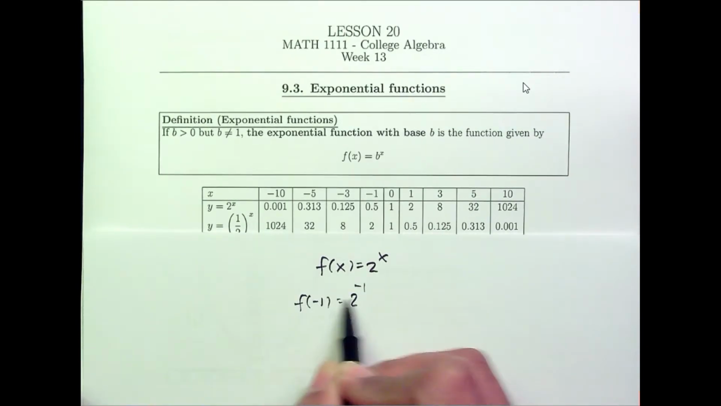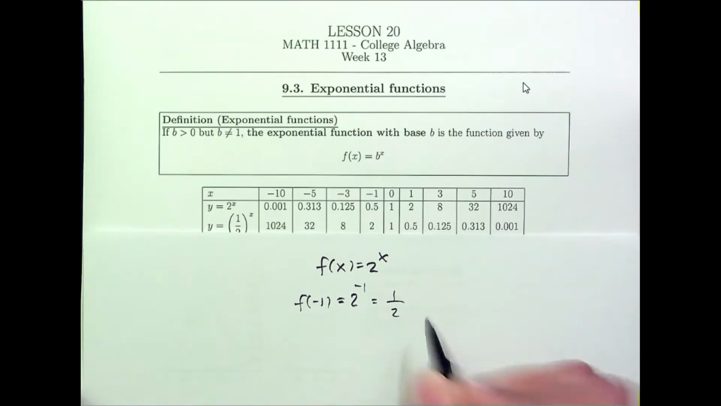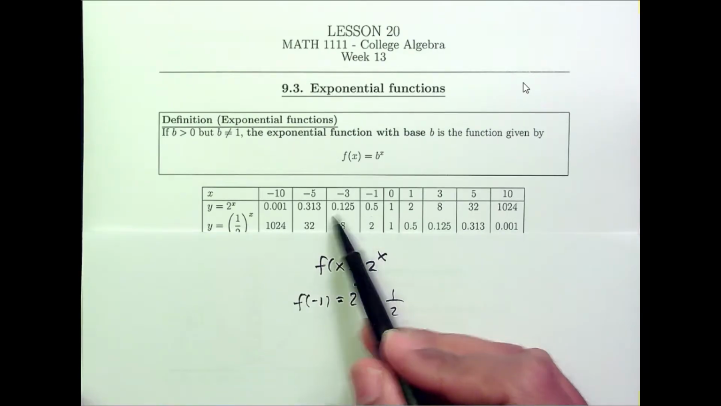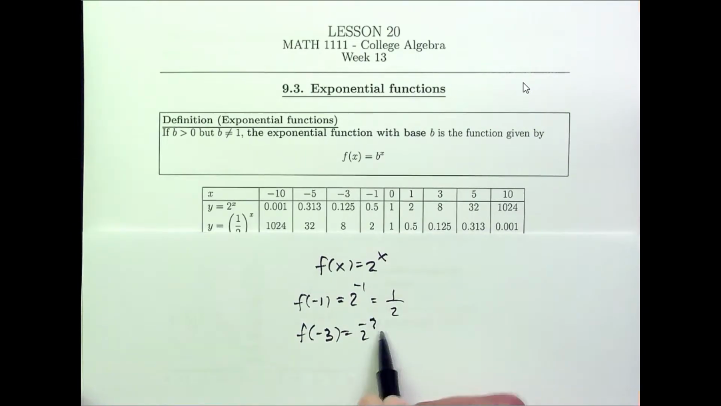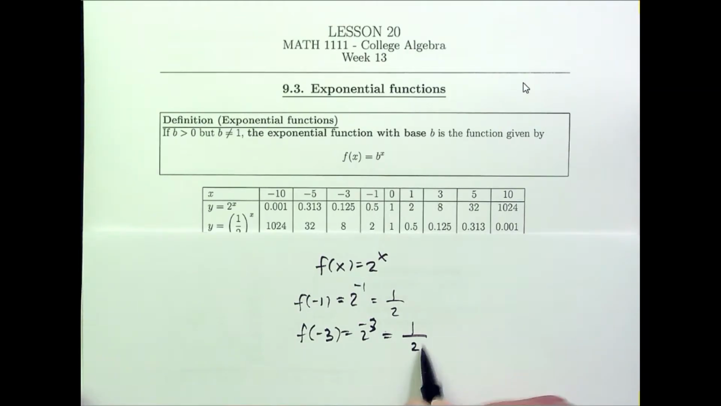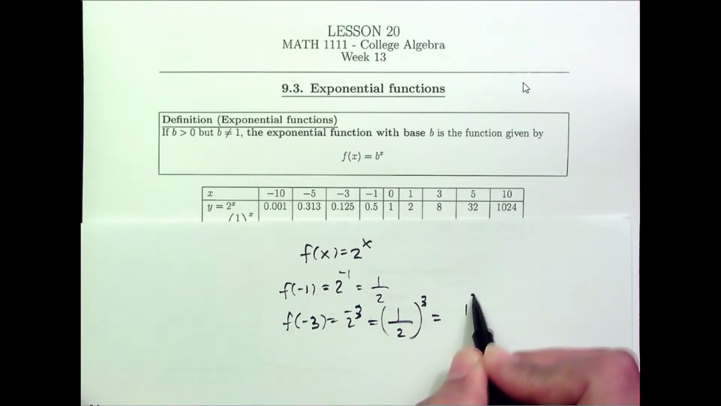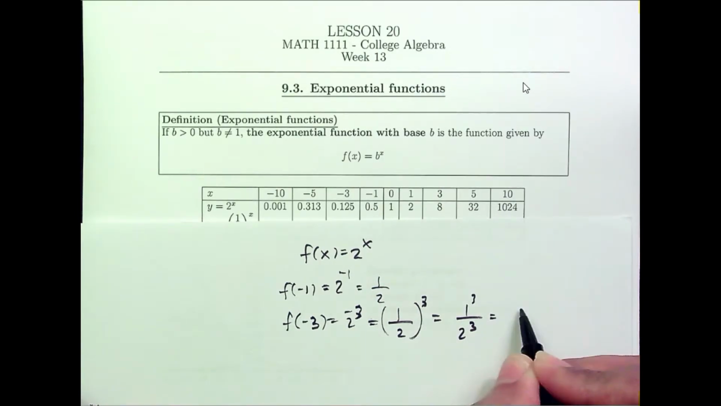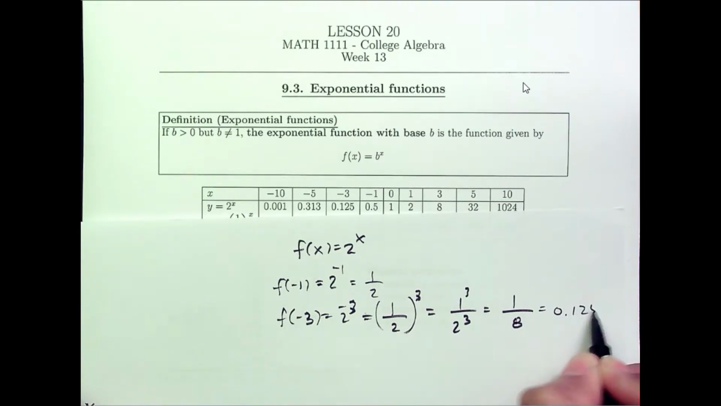So when you plug in negative 1, 2 to the negative 1, that's a negative exponent, so that's the same as you flip. So this is 1 half, or 0.5. 2 to the negative 3. So again, that's a negative exponent, you flip. And then the exponent will be positive 3. And then that means 1 half by itself 3 times. Or you can distribute the exponent. This is 1 cubed over 2 cubed. 1 cubed is 1 and 2 cubed is 8. So that's 1/8. Or in decimal form, that would be 0.125 and so on.